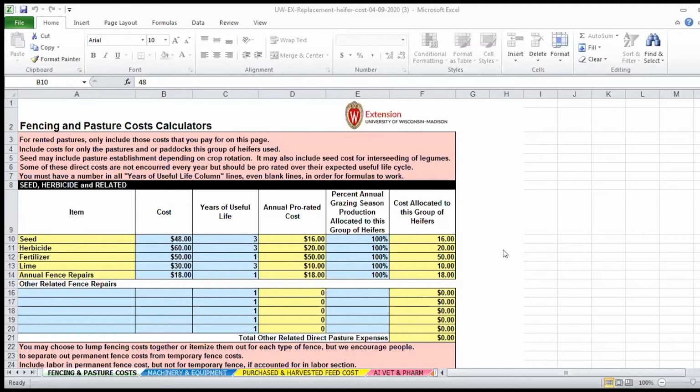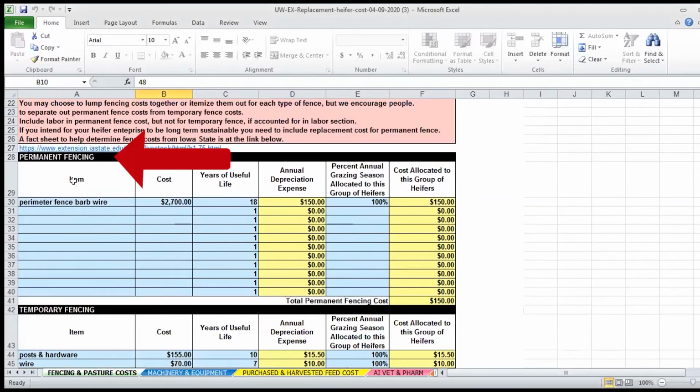In moving down the page, you will find where you can record the permanent and temporary fencing costs. You can lump the costs together or itemize them out, but we do suggest keeping the 2 categories separate. These sections are much like the previous section in that the costs can be prorated and allocated for each group of heifers. For example, for the perimeter barbed wire fence costing $2,700 with an 18-year useful life, the spreadsheet will go ahead and calculate the annual depreciation expense. You can then plug in the percentage of use for this group of heifers to get a total cost allocated to this group of heifers for that perimeter fence.